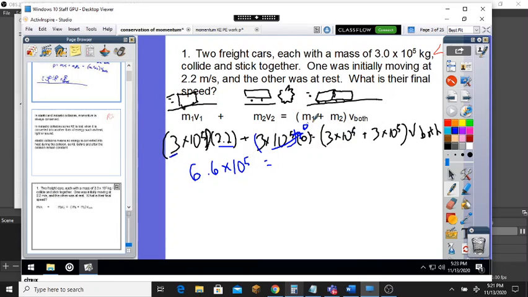Now here m1 and m2, we're going to add these. Now the rules for adding exponents: these have to be the same. If they're not the same, you have to make them the same by moving decimals around. But they're the same, we looked at that. Therefore, we can just bring that down. So now I'm going to add: 3 plus 3 is 6.